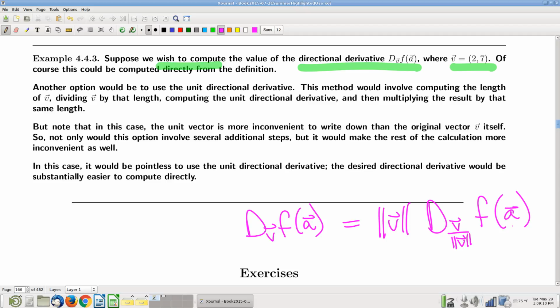That's going to make this calculation more awkward because you've got fractions and square roots. Right, square root of 53. The square root of 53 is going to be all over this calculation, at the end of which you're then just going to multiply by the square root of 53. And what's the point, right? Why would you bother? You can see right here that these are going to cancel. Why would you do that to yourself? Go through and have square root of 53s everywhere if you know they're going to cancel out. In this case, it makes no sense at all to use unit directional derivatives. Everybody on board?